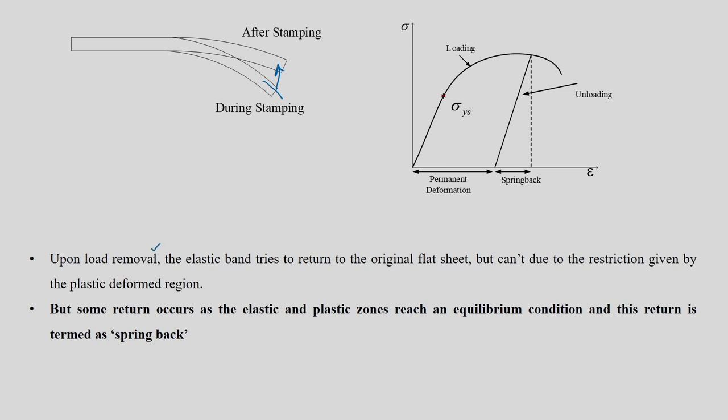So, upon load removal, the elastic band, which is just above and below the neutral axis, tries to return to the original flat sheet. Correct. That is the purpose of elastic deformation. It will try to recover, right?